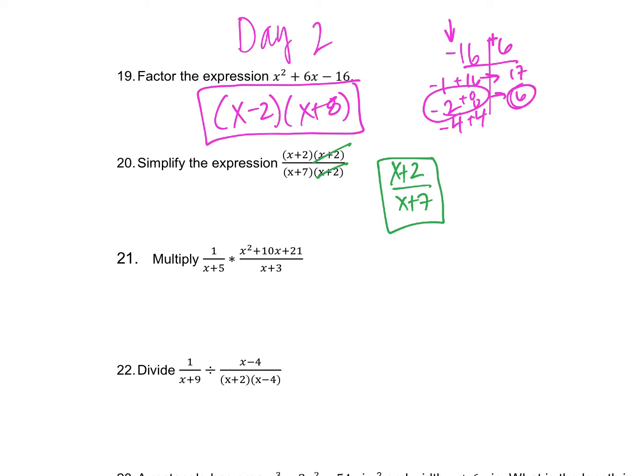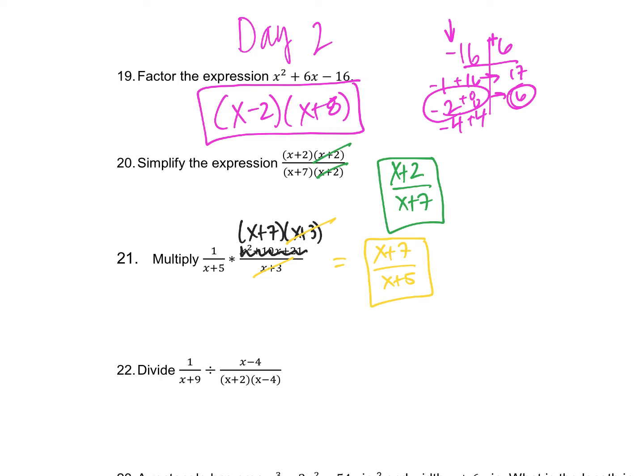On number 21, on your test, this is actually going to be different. So I'm going to strike this through and rewrite it. I'm factoring for you on the test. So that'll already be factored for you. So we're just going to have to go through and decide what cancels. So the x plus 3's cancel, and all I have left is my x plus 7 over x plus 5.